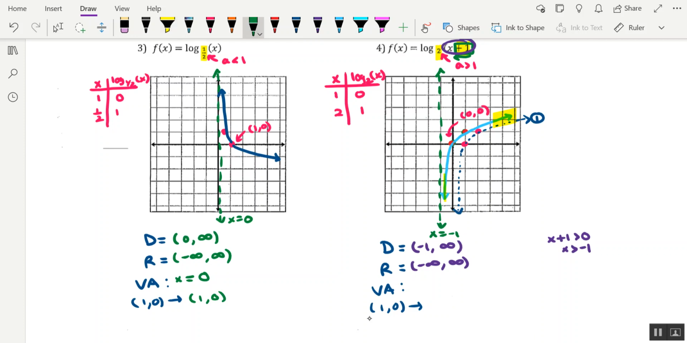As noted on our sketch, the vertical asymptote equation would be x equals negative 1. And also noted on our sketch is that 1, 0 relocates to 0, 0. And there we have it. A basic log function sketch and a log function sketch where we have one transformation.